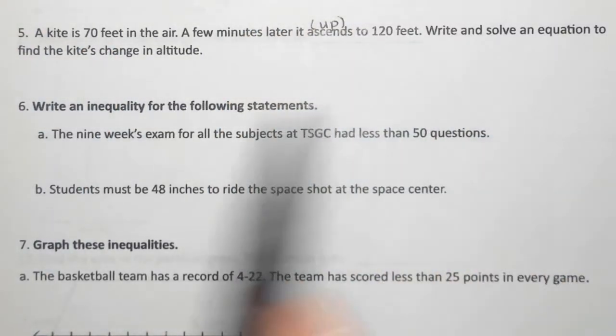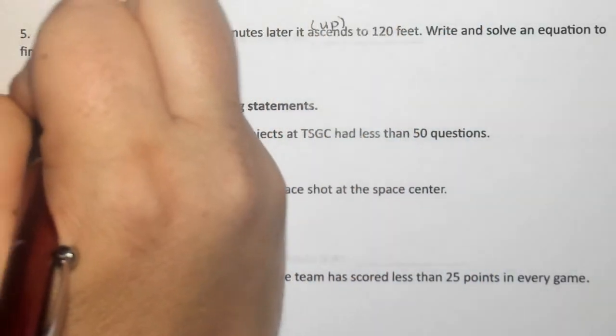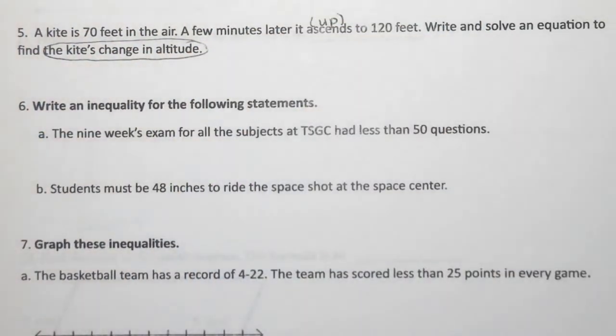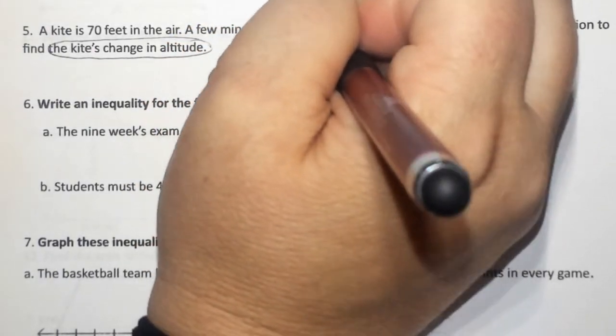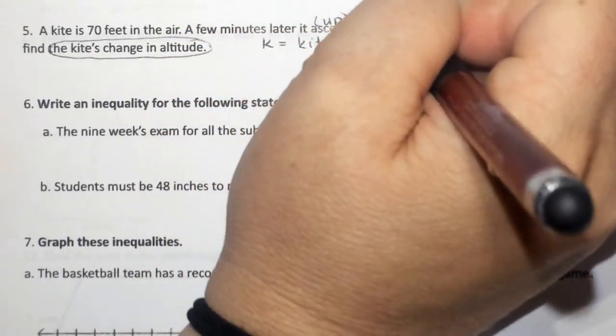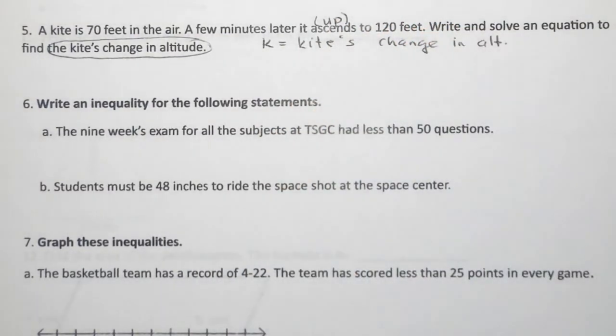It says to write and solve an equation to find the kite's change in altitude. Do y'all agree that's what I'm trying to find? Since that's what I'm trying to find, that's my variable. So K equals the kite's change in altitude. Okay? All right, solving my equation.